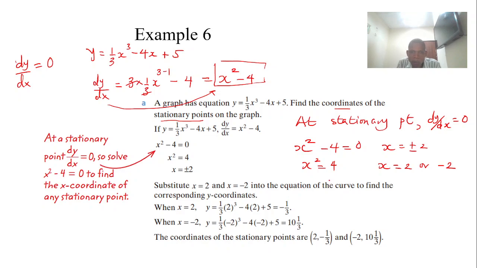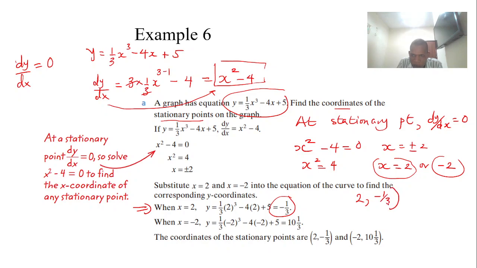Now you have to plug in these answers into your original function. When s is 2, you have to find the value of y by using your original function, right? So when s is 2, the value of y is negative 1 over 3. Now that gives us the first coordinate: s is 2, y is negative 1 over 3. So now this is your first point.